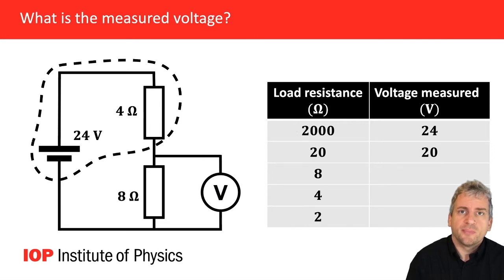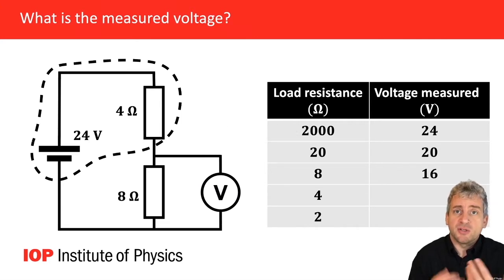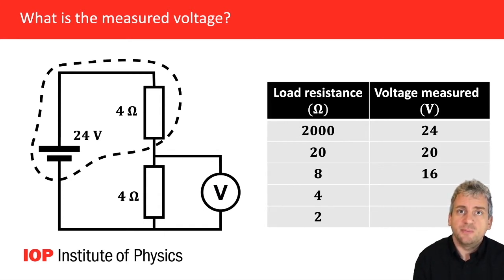Okay, so it's the ratio of 4 to 8. So in terms of our electromotive force of 24 volts, we're going to end up with 16 volts measured. What about this one? So we've now got a load resistance of 4 ohms and the same internal resistance of 4 ohms. Pause if you need to.